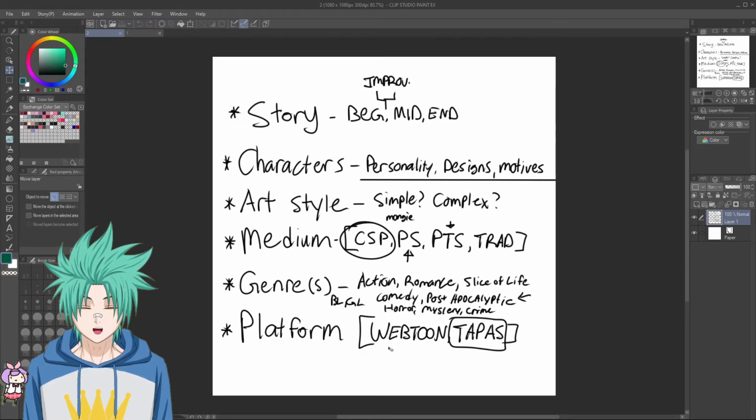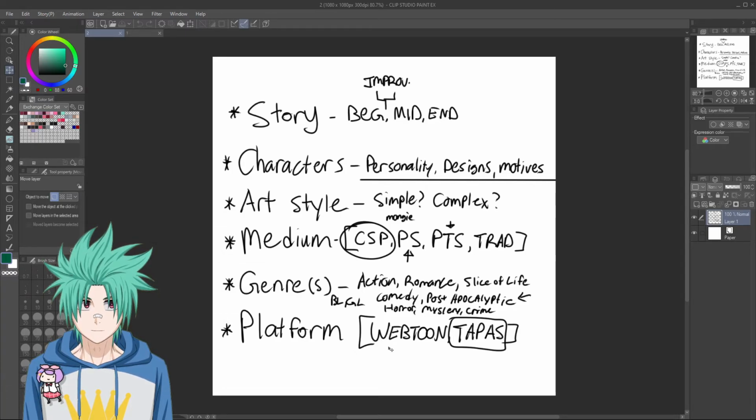On Tapas, it's much easier to get revenue once you hit 50 subscribers. I believe it's either 50 or 25 that you get ad revenue, and then at 100 subscribers you get the ability to receive donations, which is called ink. People give you ink, and then you can pay that out with PayPal. So either way, both platforms are amazing. They're very supportive. They're very friendly.